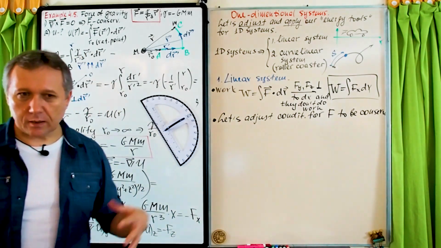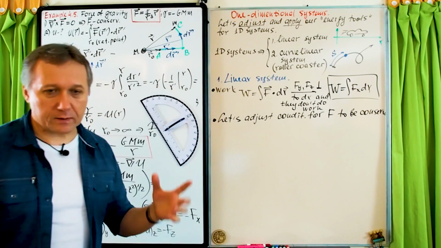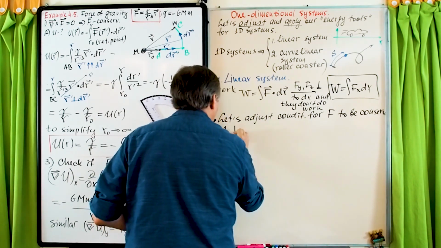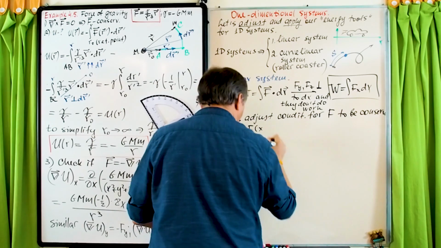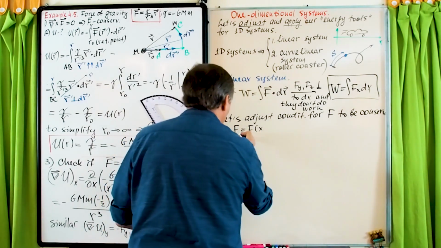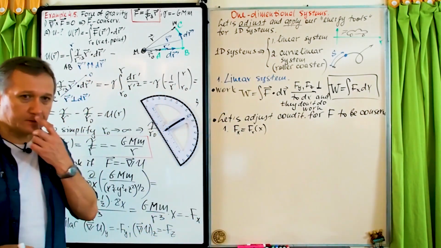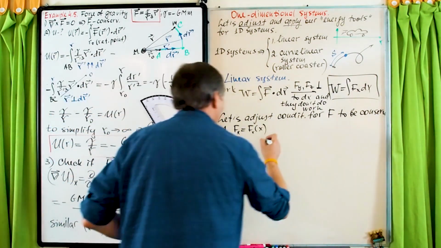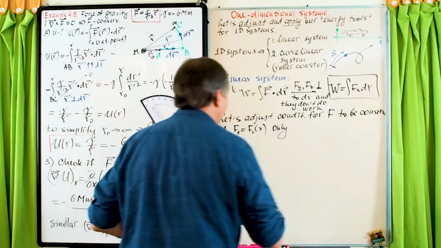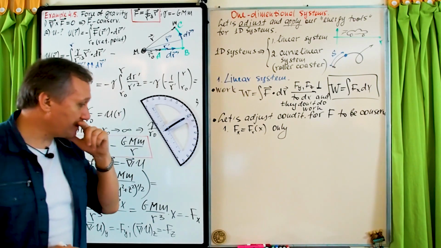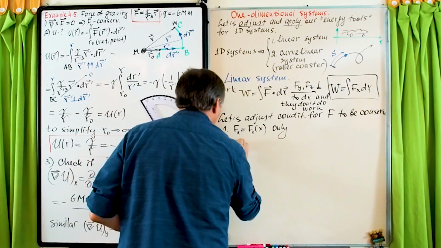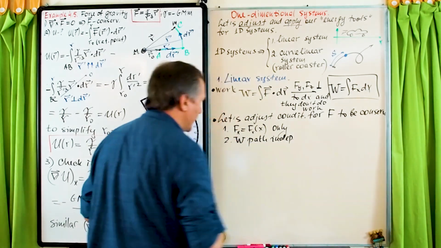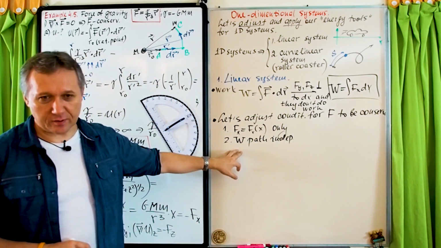So you remember, the first one: the force must be a function of position only, and the second: work is path independent. So first, F is a function of position only, in the one-dimensional case. We assume it moves along the x-axis. One dimension, function of position only. And the second, of course, work is path independent. Okay, so let's look at the second statement closer.